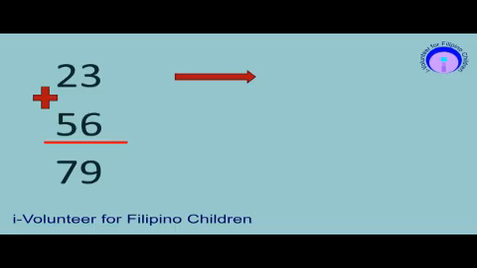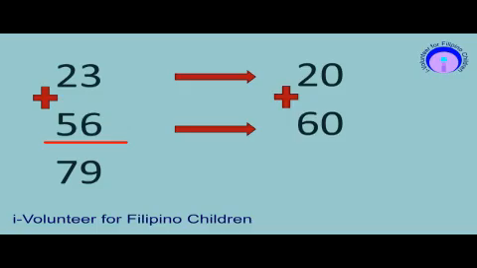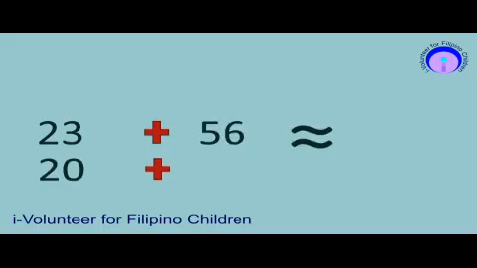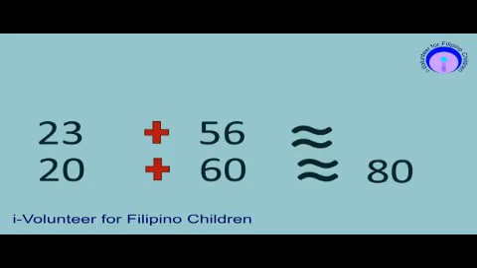Round 23 to the nearest tens. That will be 20. And round 56 to the nearest tens. That will be 60. Now, we have to find the estimated sum, which is equal to 80. Madali lang, diba? To summarize, round the numbers and then find the sum, which is equal to 80.